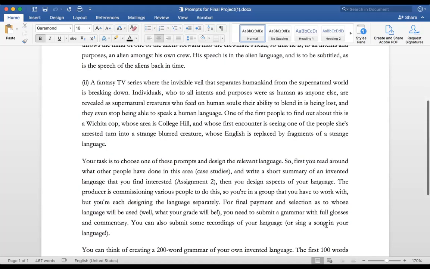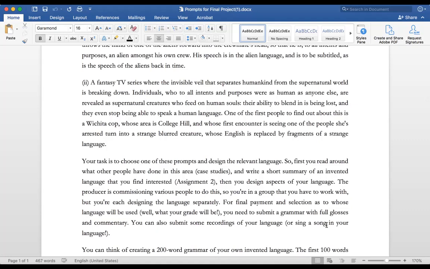What is your task? Well, your task is to design the relevant language depending on the prompt that you choose. So first you read what other people have done in this area. So those are the case studies that we are going to be getting into, you know, a couple of weeks from now. And then we write a short summary of an invented language that you find interesting. So that's assignment 2, a summary of a conlang that you're interested in. And then you start designing aspects of your own language. The producer is commissioning various people to do this. So you're in a group that you have to work with.